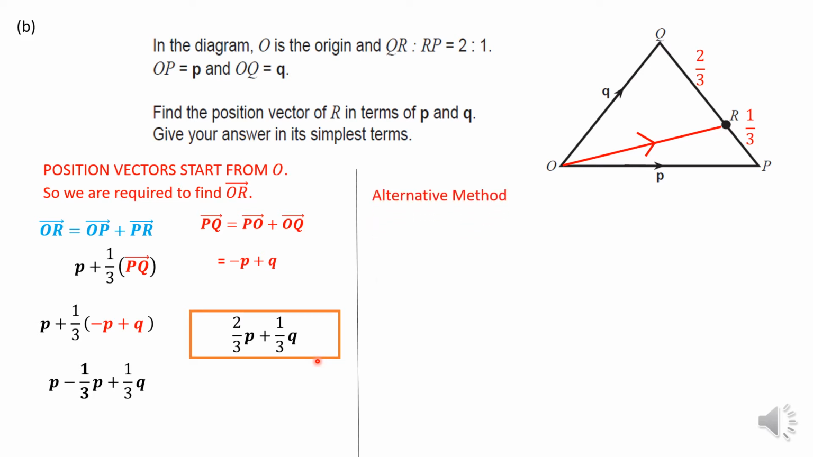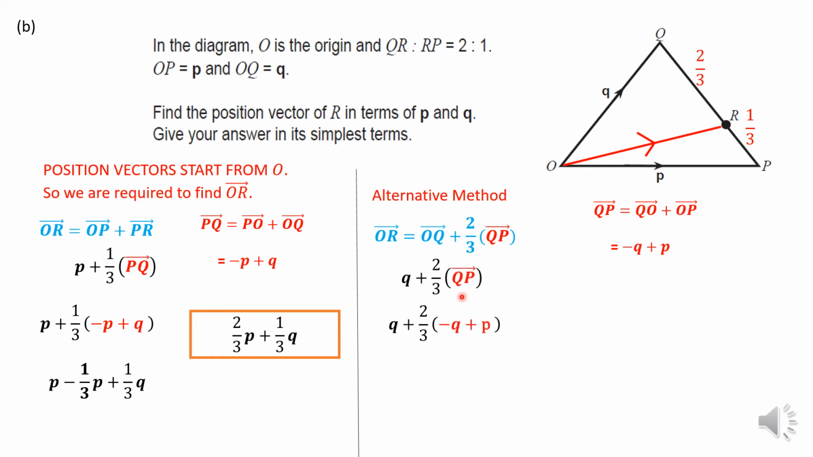Ultimately, if you were deciding to take the alternative method of going from O to R by going O to Q, plus 2/3 of the line QP, right? So on the side, if I find again the line QP, I'm going against this Q here plus this P here, and I just punch that in here in order for me to multiply that 2/3 over. And when you do that, you will also realize you get to the same answer as what we had before.